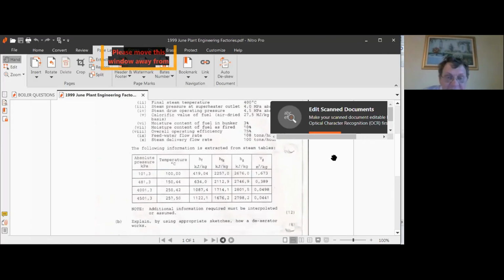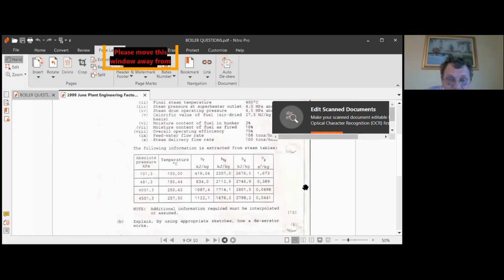Then it says the following information is extracted from the steam tables. Absolute pressure, 101, 481, 4001 and 4005.1, and then it gives you temperature, HF, HG. Now you're not sure what to use. Then it says additional information required must be interpolated. So where do I start?